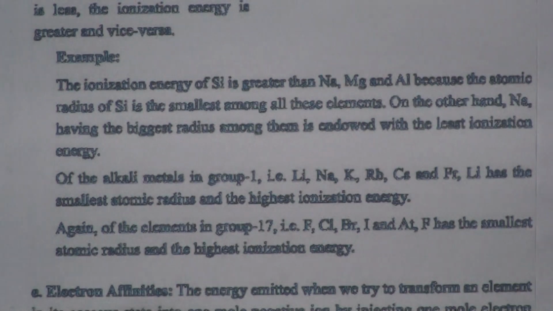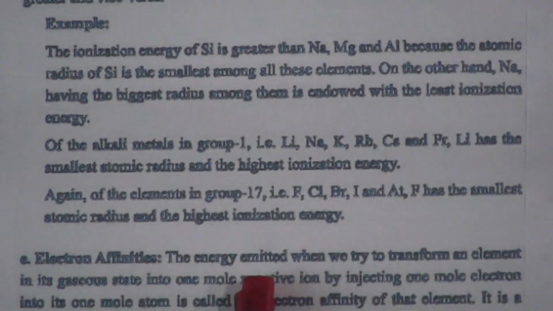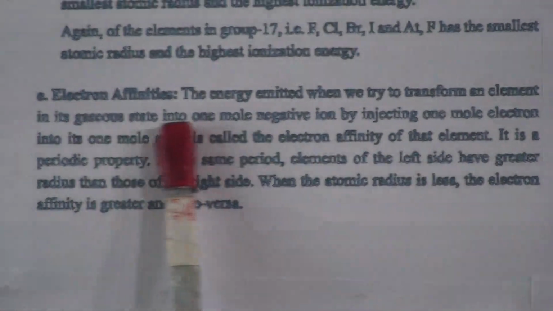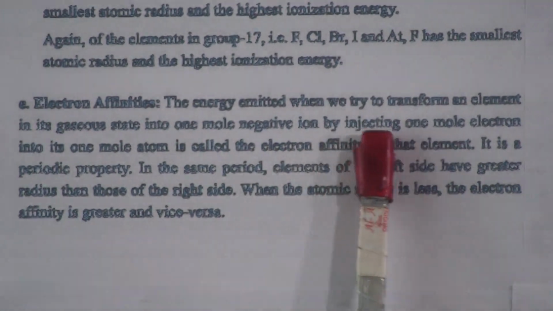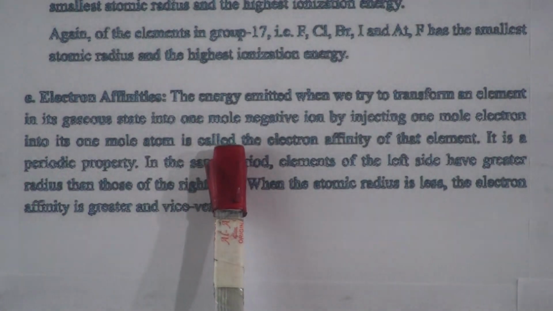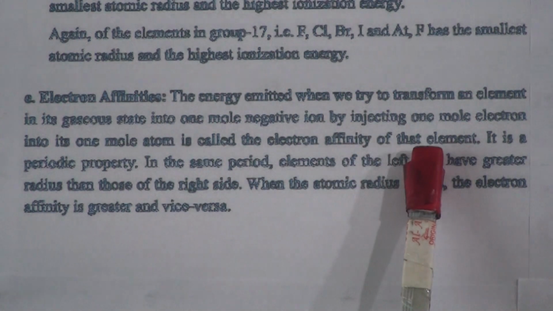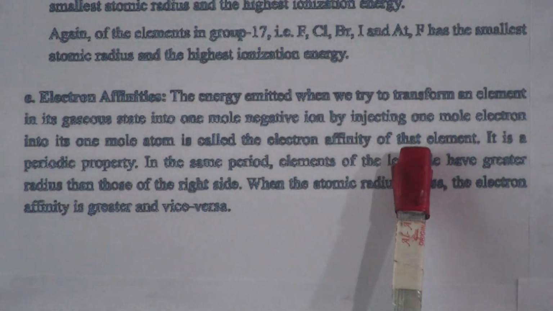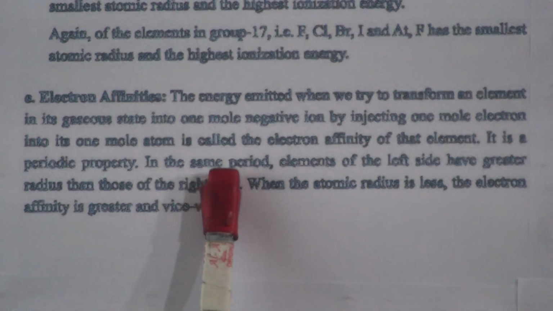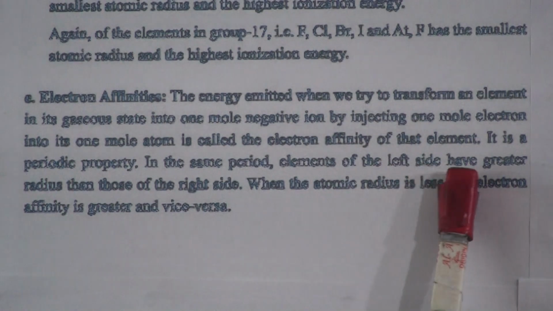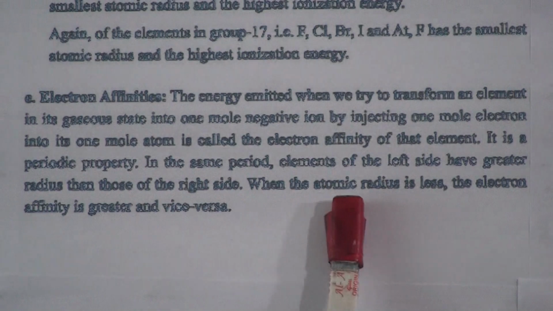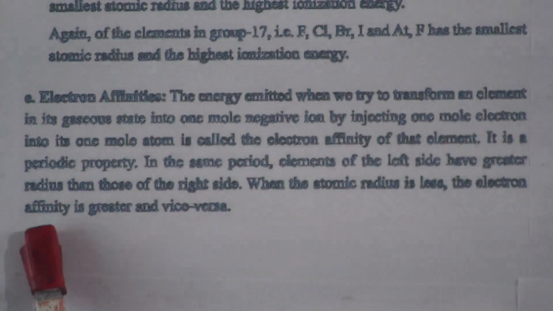Now come to the electron affinity. The energy emitted when we try to transform an atom in its gaseous state into a 1 mole negative ion by injecting 1 mole electrons into its 1 mole atoms is called the electron affinity of that element. It is a periodic property. In the same period, the elements on the left side have greater radius than those on the right side. When the atomic radius is less, the electron affinity is greater.